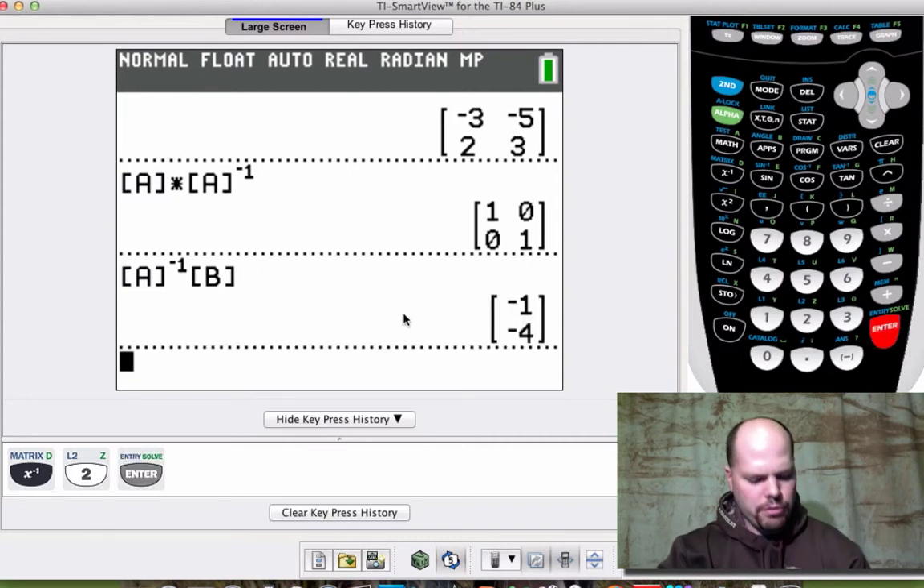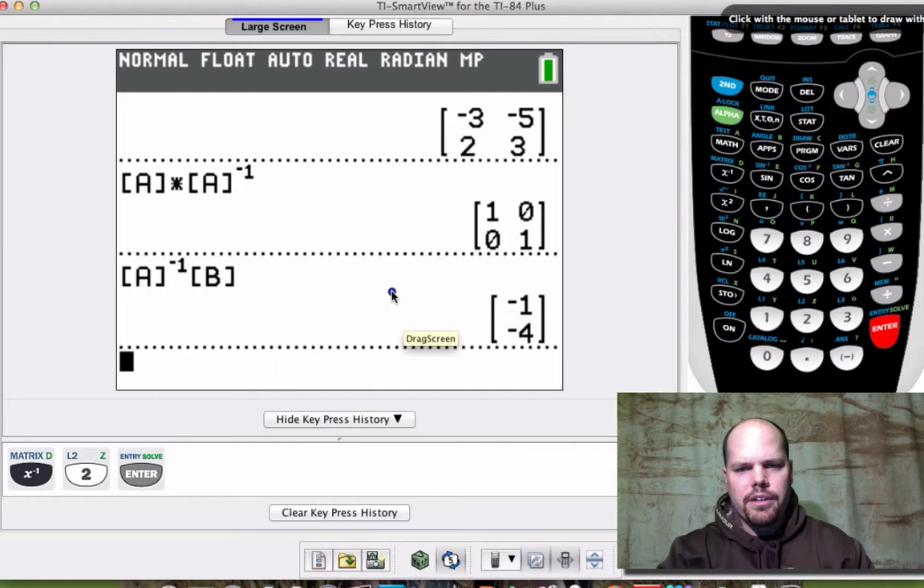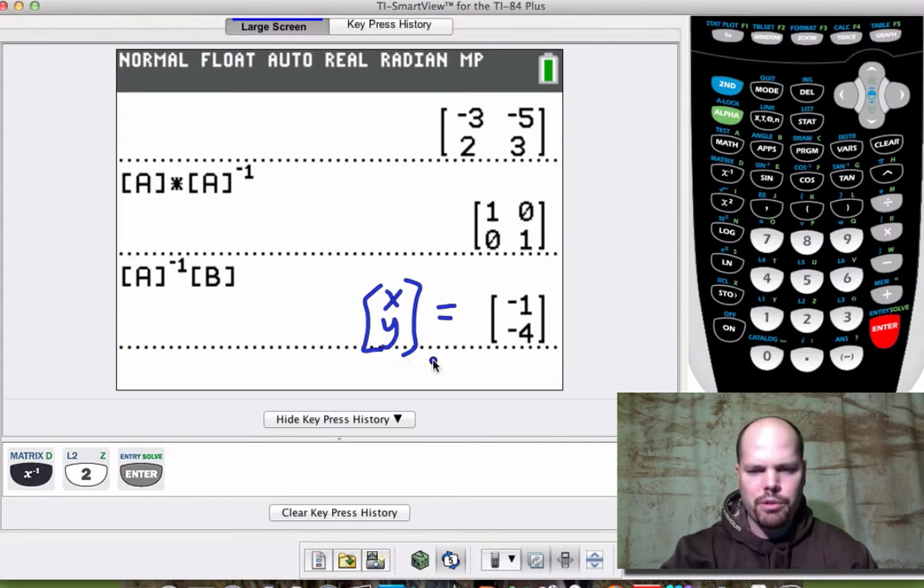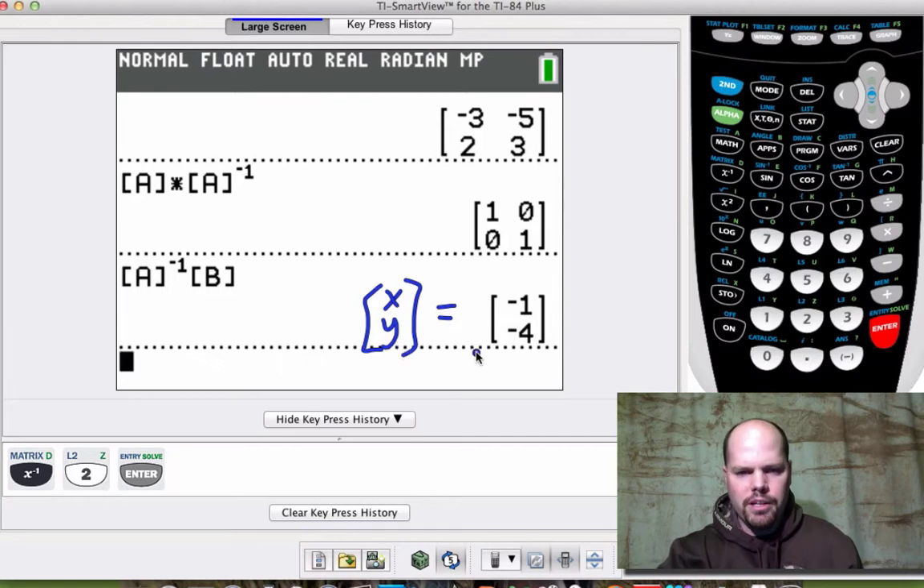Okay, so really what we have done is the left side is our variables x, y, and then equals. So x equals -1 and y equals -4. That becomes quite simple if you know how to solve these with the matrix, which is what you're learning now. We'll work one more example to see if you got the hang of it. Okay, so this simply says x equals -1, y equals -4, and that is our solution.